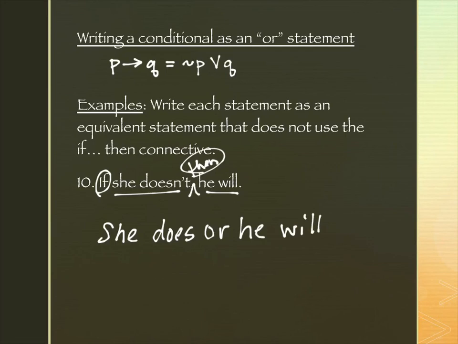So if she doesn't, he will means either she does or he will. It means the same thing grammatically speaking if we said both of those statements. Feels a little funny because we don't know what she and he are doing, but that's what's happening here. Any questions? All right.